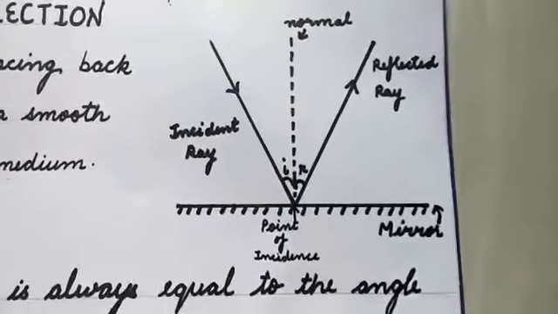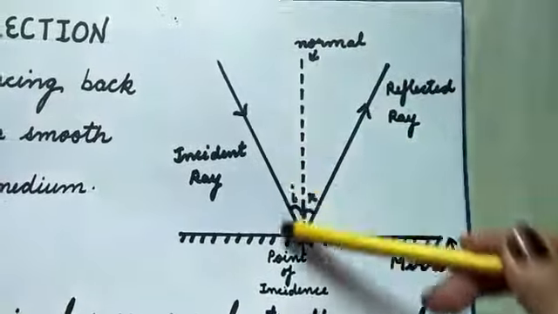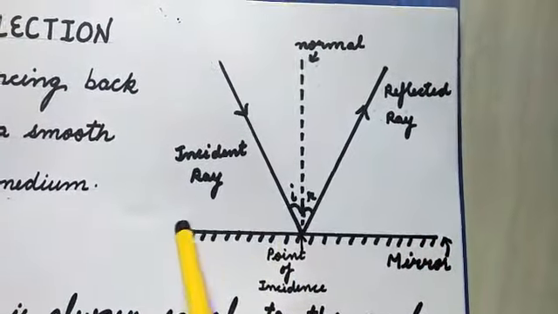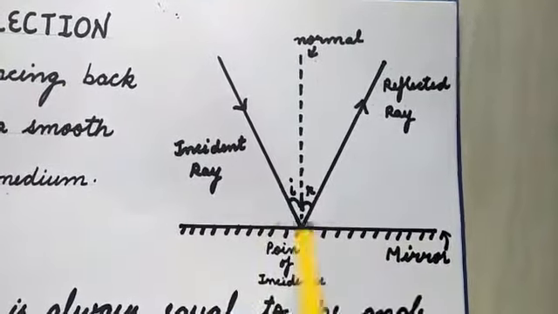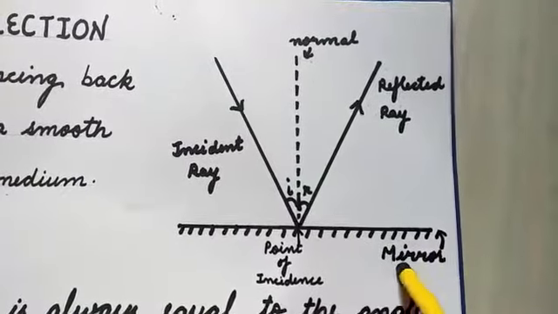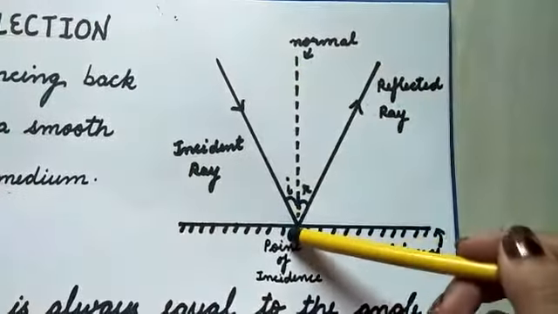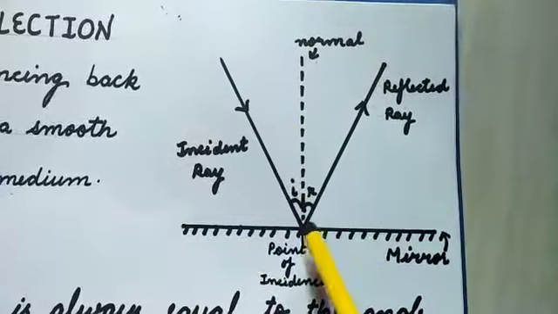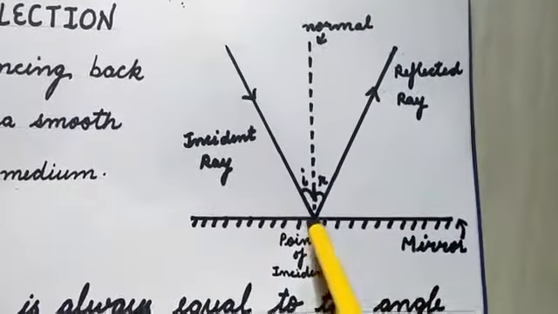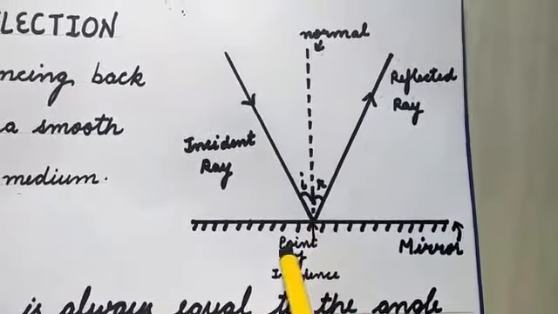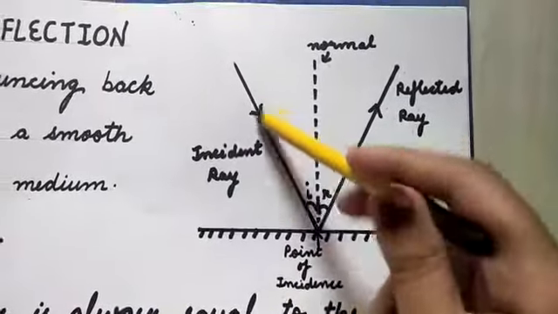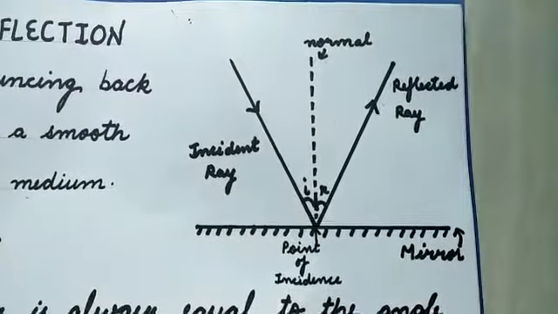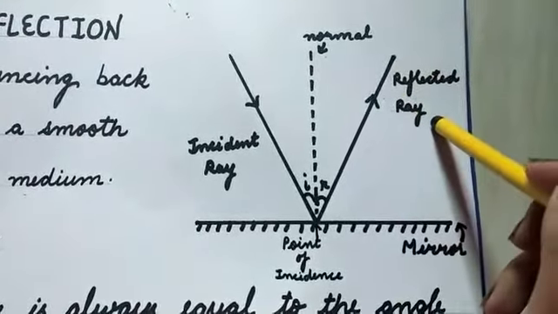right? We know that a ray is coming from a source of light. This is the mirror and this upper portion is the smooth and polished surface of the mirror. A ray of light is coming from the source of light, which is known as the incident ray. It strikes the mirror at this point, and this point is known as the point of incidence. After striking this smooth surface, it reflects back in the same medium and this ray is known as the reflected ray.